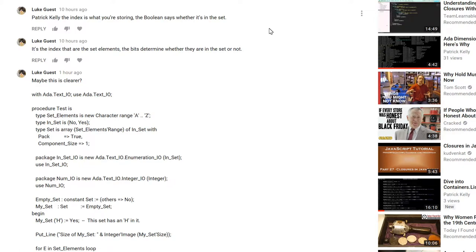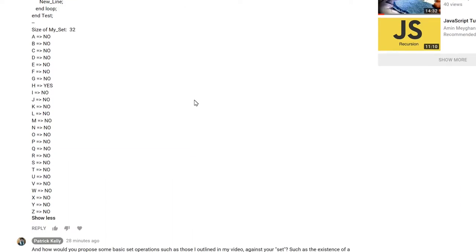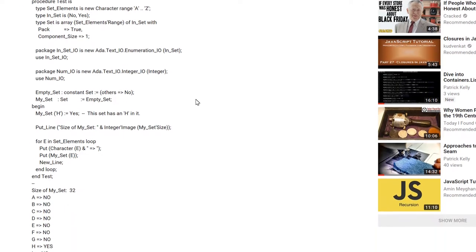I almost can't believe we're doing this again, but we are. Apparently, he doesn't think I understand how his set works. So he's explaining it like I'm 5 years old.